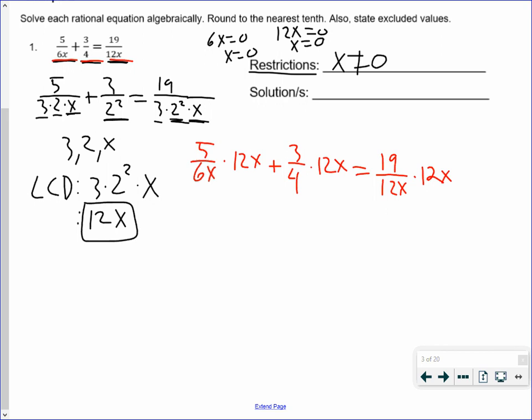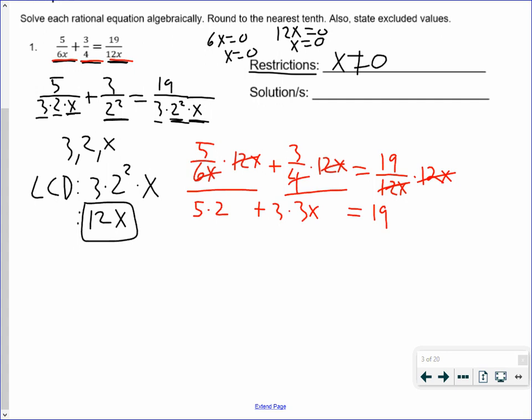So from here, I'm going to cancel out the denominators. So 12x divided by 6x in this first fraction can actually cancel out to give you just a 2. 12x divided by 6x is just 2. So we're left with 5 times 2. For 3 over 4 times 12x, 12x divided by 4 is going to give us 3x. So we're left with 3 times 3x. And lastly, we have 19 over 12x times 12x. 12x divided by 12x is just 1, so we're left with just 19.